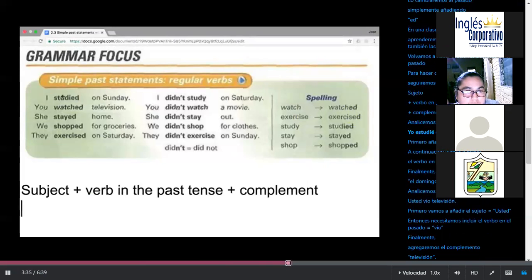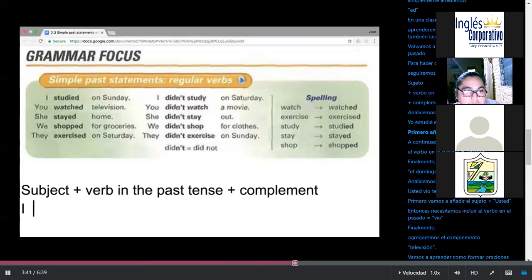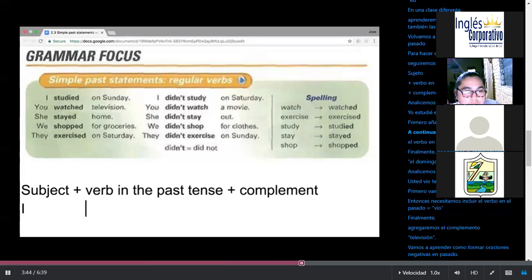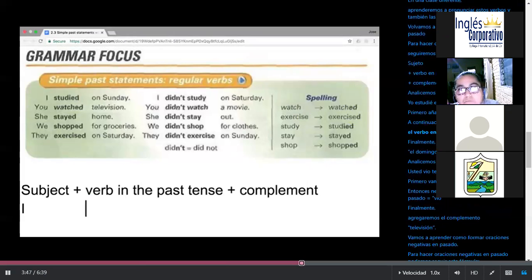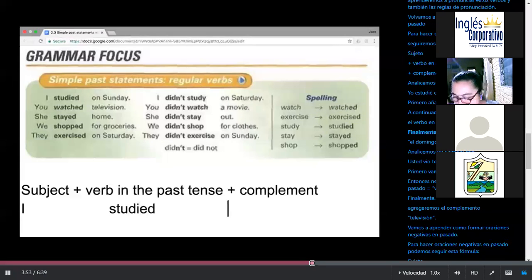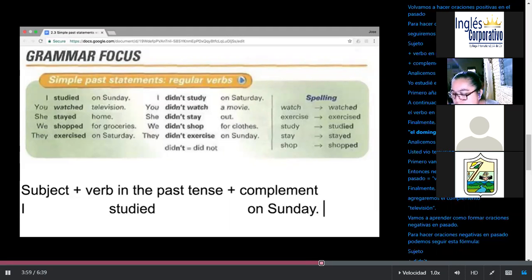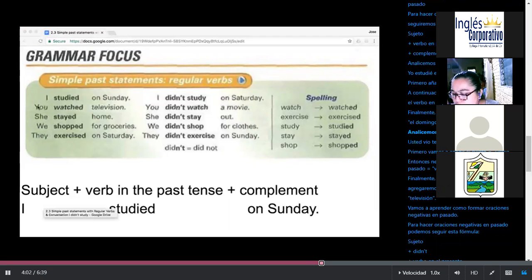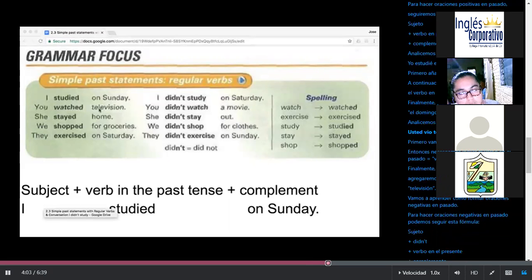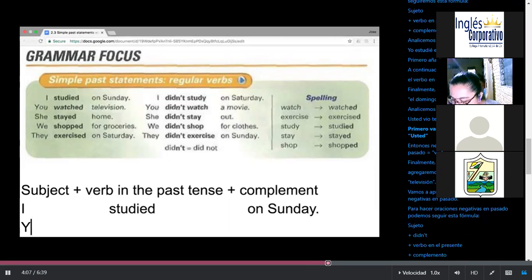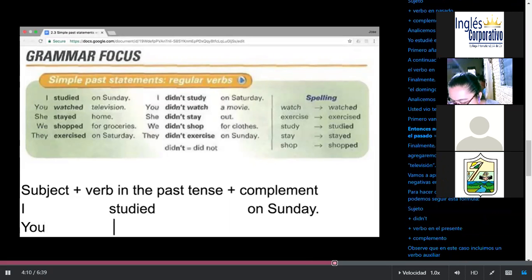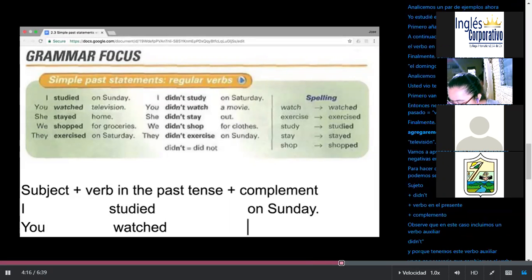I studied on Sunday. First, we will add the subject, I. Next, we will include the verb in the past tense. Finally, we will put a complement, on Sunday. Let's analyze one more example now. You watched television. First, we will add the subject, you. Then we need to include the verb in the past tense. Finally, we will add the complement television.